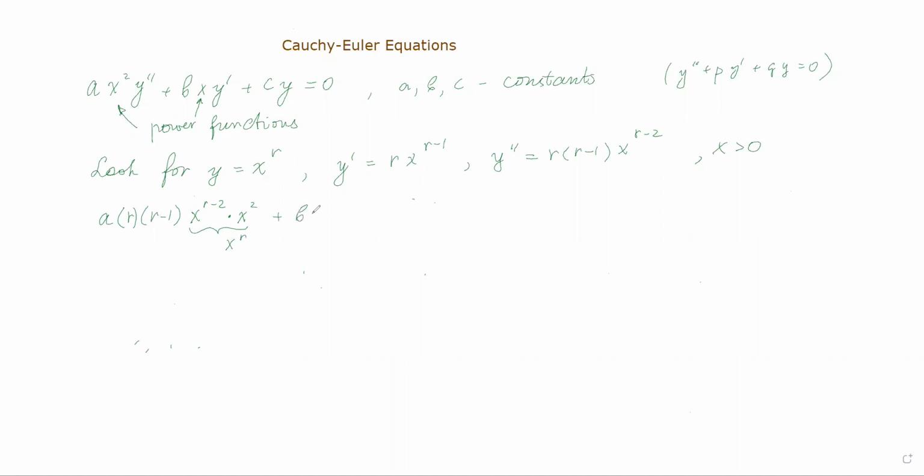And b r x to the power of r minus 1 multiplied by x. I'm keeping this x, which was a coefficient in front, I'm keeping it after the function, so you can easily see that it turns into x to the power of r. Well, the last one is going to turn into x to the power of r without any multiplication, just by itself.